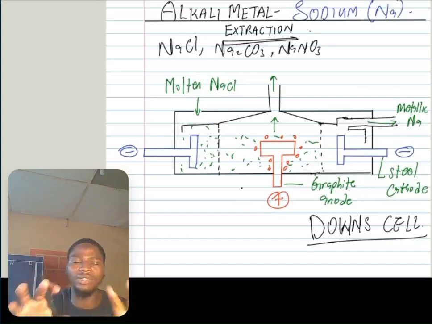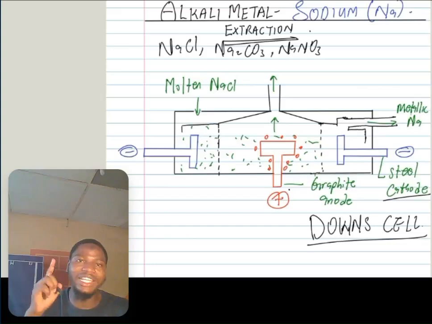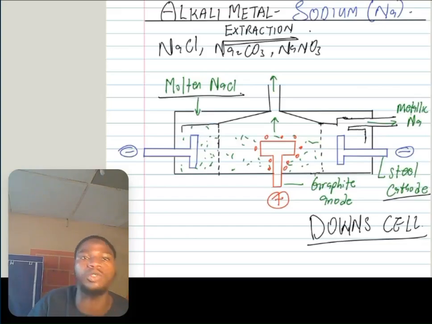Now, in the Downs cell, let's look at this apparatus very well. We will observe that the cathode is made of steel. Don't forget, the cathode is the negative electrode, while the anode is made of graphite. The anode is the positive electrode. Now, what is the electrolyte? The electrolyte in the Downs cell is molten sodium chloride.